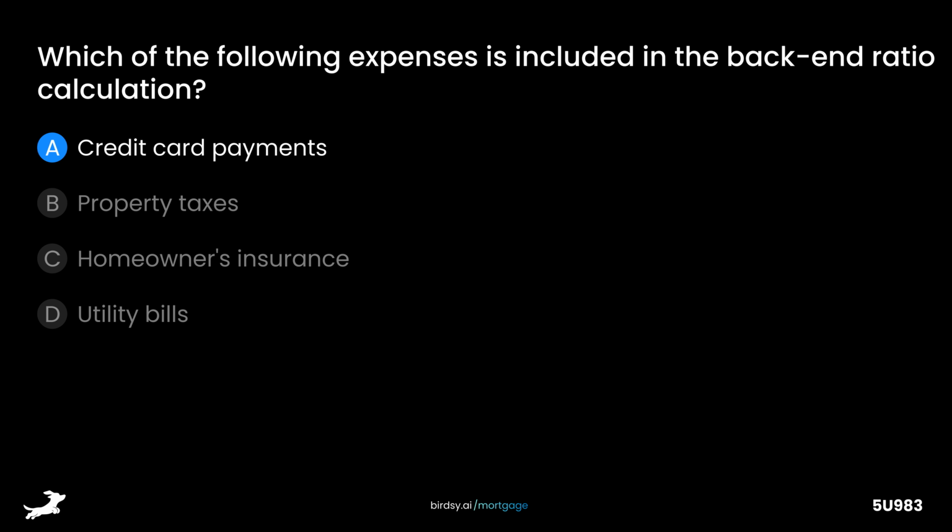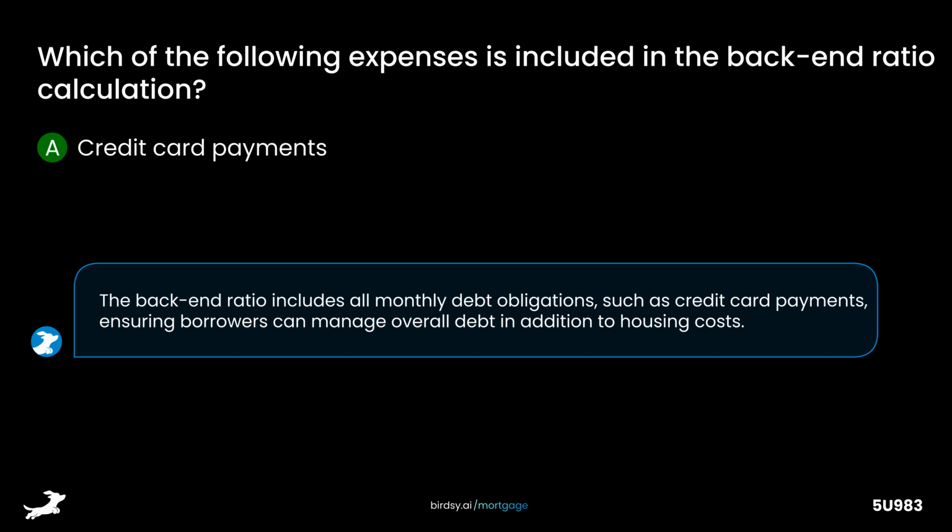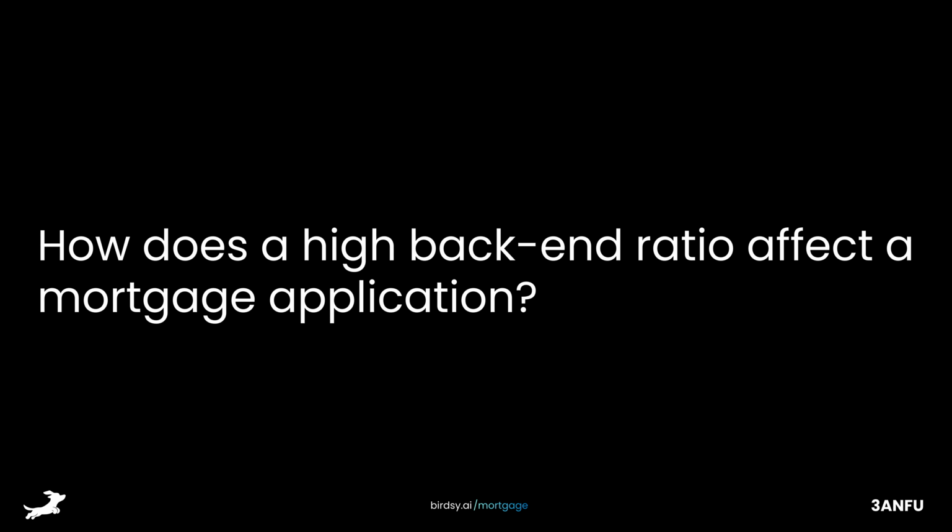Is it A, credit card payments? B, property taxes? C, homeowner's insurance? Or D, utility bills? The answer is A, credit card payments. The back-end ratio includes all monthly debt obligations, such as credit card payments, ensuring borrowers can manage overall debt in addition to housing costs.